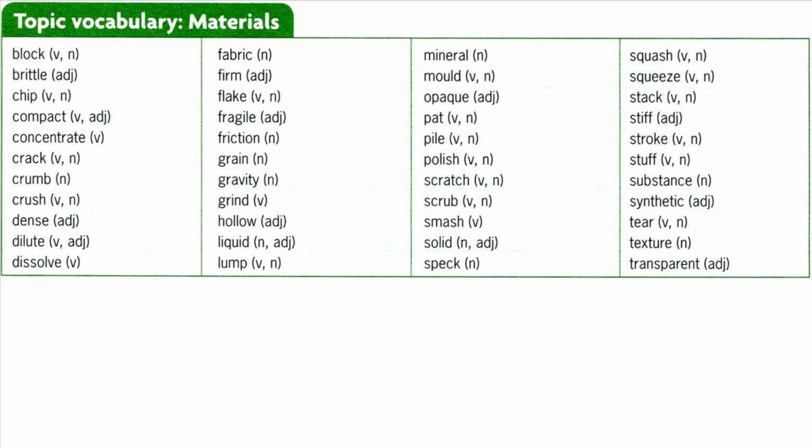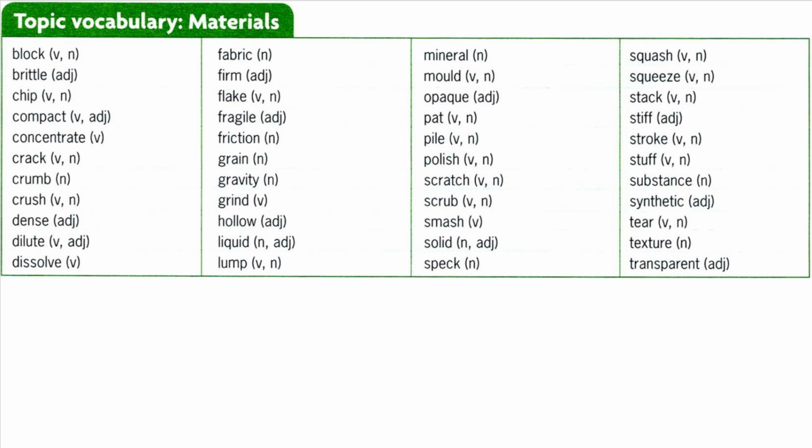Dissolve. If a solid substance dissolves in a liquid, it is mixed into the liquid so that it becomes included in it. Salt dissolves quite easily in water. Fabric. Cloth, especially when it is used for making things such as clothes or curtains. We need to choose the fabric we want for the curtains. Firm. Solid but not hard. When the cake feels firm, remove it from the oven.